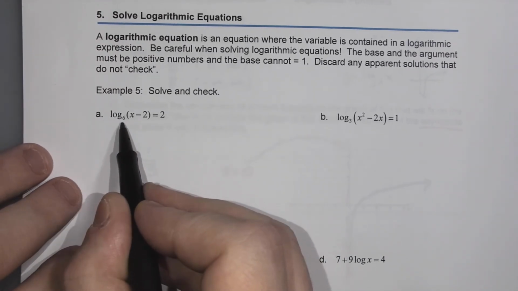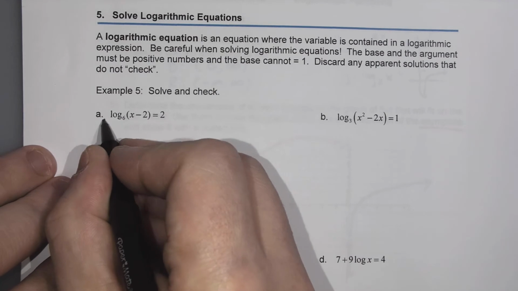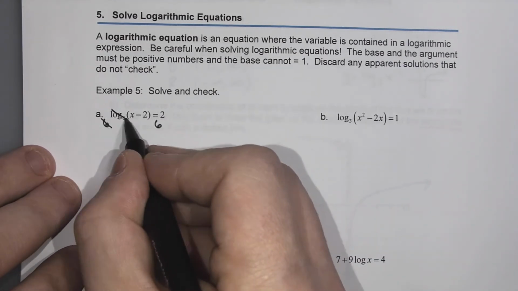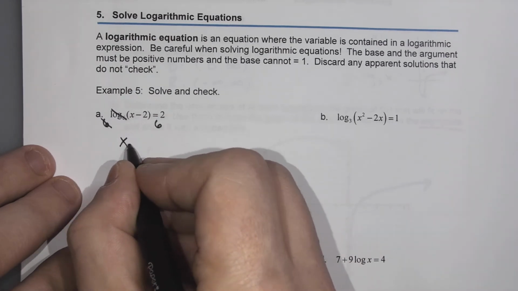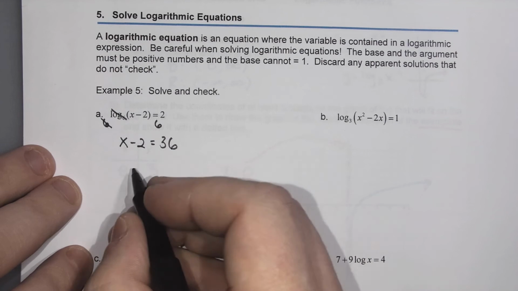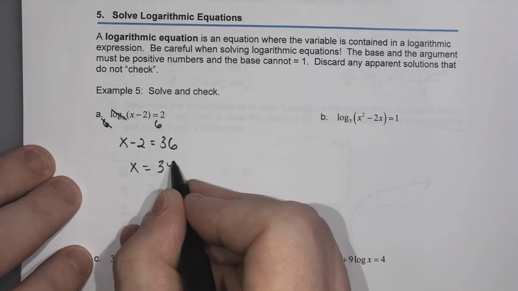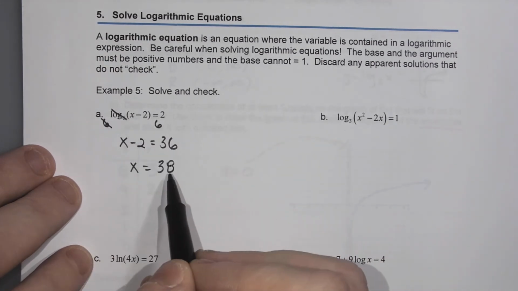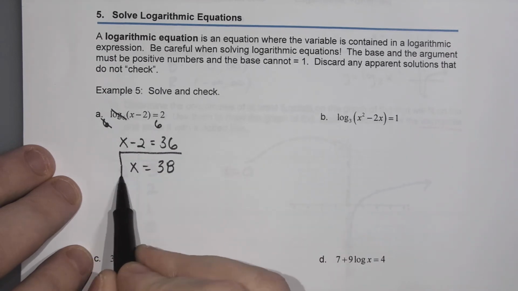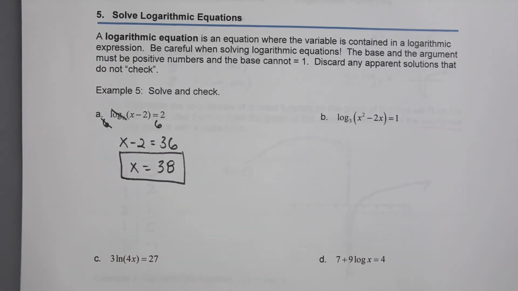How do we undo log base 6? We raise 6 to the power of both sides. This will cancel out 6 and log base 6. So x minus 2 equals 6 squared, which is 36. X equals 38. And quick check, 38 minus 2 is positive. It's 36, so this is a legal answer. A-OK.